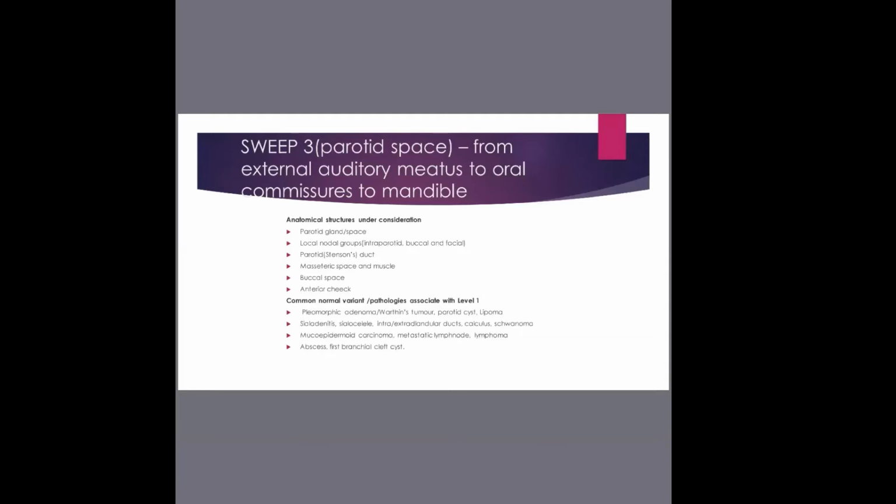Sweep 3 is the parotid space, which is from the external auditory meatus to the oral commissures to the mandible. So more like here, you're going this way, and that's the area of the parotid gland. The parotid gland is here. So you sweep all the way down.